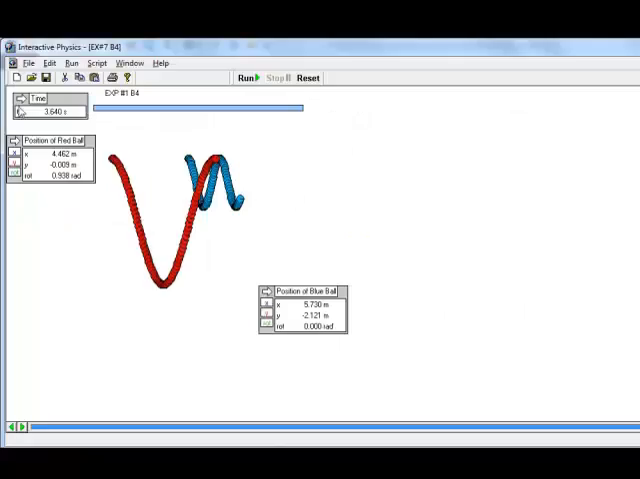Now, another thing you may notice is it gives the X and Y position of the red ball, and the same thing down here for the blue ball. The X position runs this way, the Y position runs this way. This is going to be helpful because it helps us determine the amplitude and the wavelength. You're going to want to think about which one is which. Seeing how the waves are actually drawn, we notice that the Y position corresponds to the amplitude, and the X position corresponds to the wavelength.